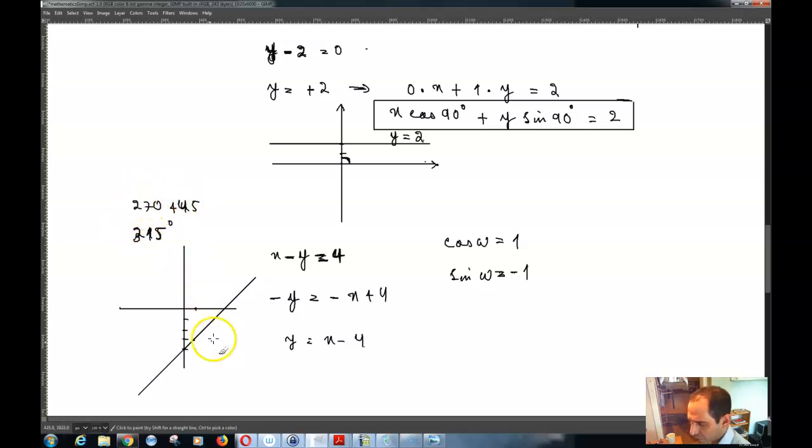I'm sorry. 270 plus 45 is 315 degrees. But the problem is that sine of 315 degrees, of course, is not equal to negative 1, and the cos of omega would not be equal to 1. So what do we do here?